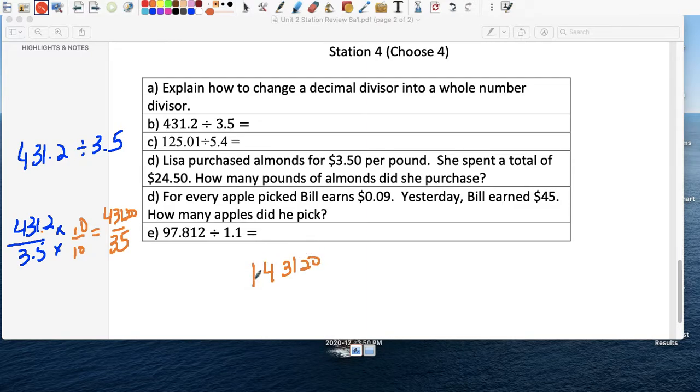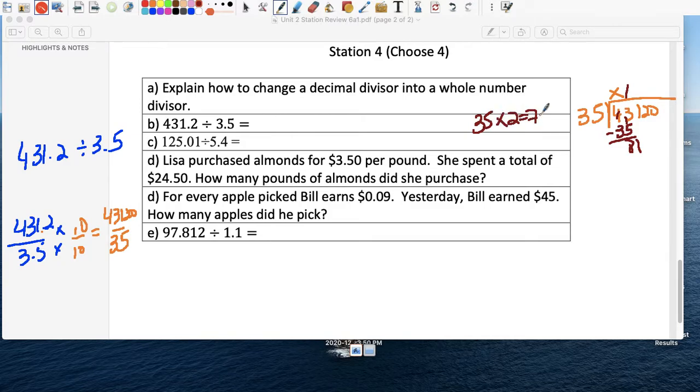4,312 divided by 35. I'm not going to have room, so let's see if I can do it here. Can 35 go into 4? No. Can it go into 43? Yeah. Subtract. 43 minus 35 is 8. Bring the 1 down. Can 35 go into 81? I think 2 times, because 35 times 2 is 70. So 2 times. Subtract. We're going to get 11. And then we brought the 1, we're going to bring the 2 down.